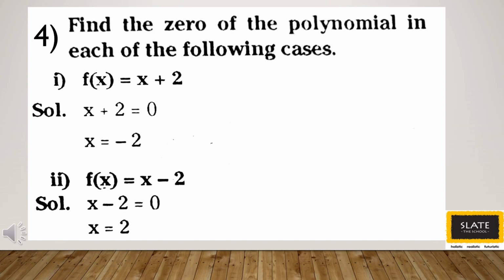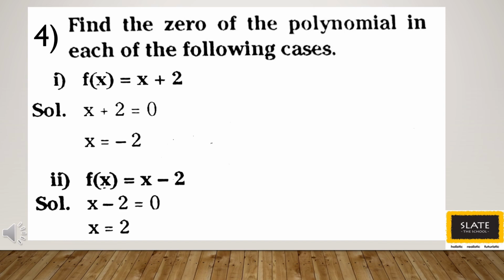Now x plus 2 should be equated to 0. X plus 2 is equal to 0. Now when plus 2 is sent to the right side, it becomes minus 2. Therefore, x is equal to minus 2. Now minus 2 is the 0 of the polynomial f of x is equal to x plus 2.